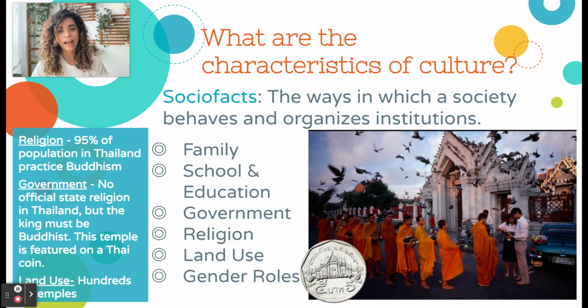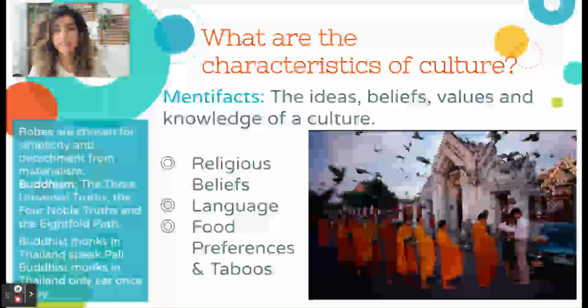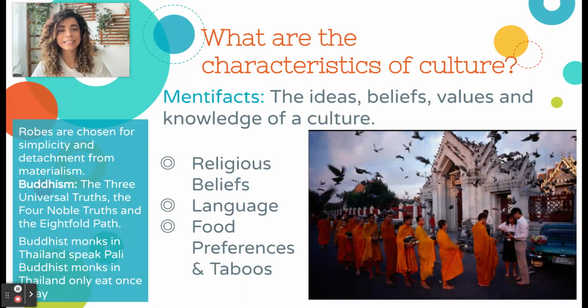So again, allocating that land and that space to Buddhist temples tells you what is valuable to them. So that's a sociofact. And then finally, we have mentifacts: the ideas, beliefs, values, and knowledge of a culture. This includes religious beliefs, language, food preferences, even taboos.